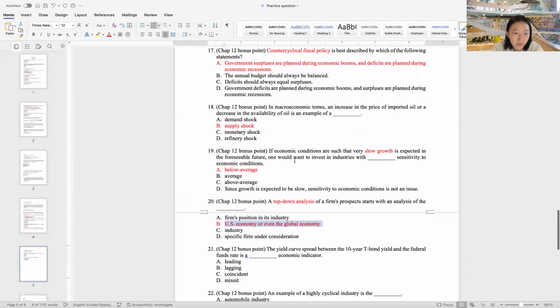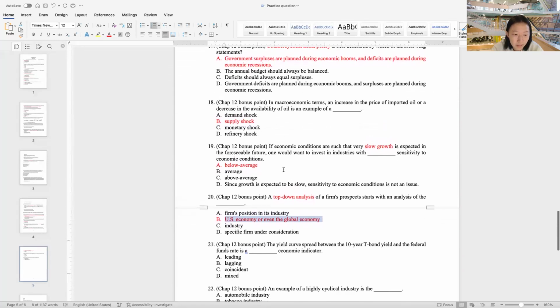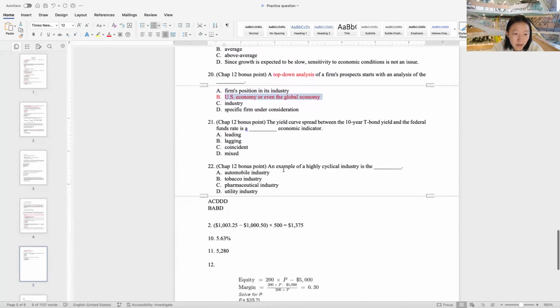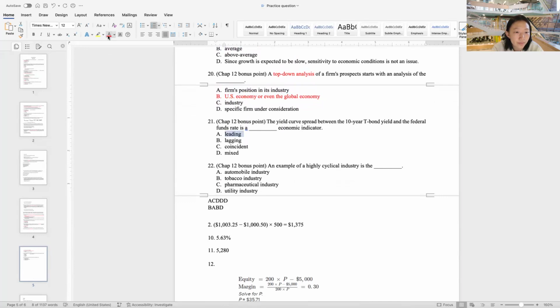All right, so the final two questions. The yield curve spread between the 10-year bond and the federal funds rate is a leading indicator. This is the same question we covered in homework 3.